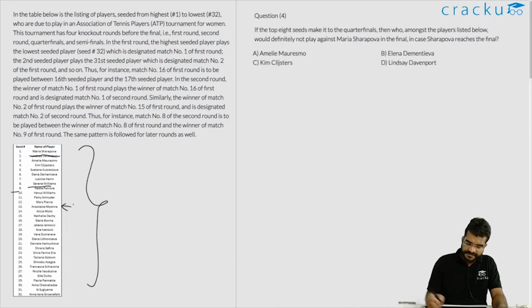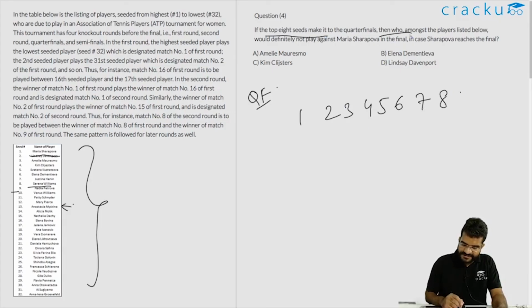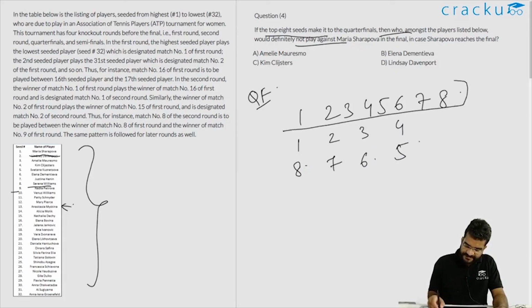Now let us go to the last question. If the top 8 seeds make it to the quarterfinals, this is quite easy. So in the quarterfinals, all the top 8 seeds have made it. Then who among the following players listed below would definitely not play against Maria Sharapova in the final in case Maria Sharapova reaches the final? So if the top 8 players reach the quarterfinal, the pairings will be 1 versus 8, 2 versus 7, 3 versus 6 and 4 versus 5. These are the pairings for the quarterfinal.